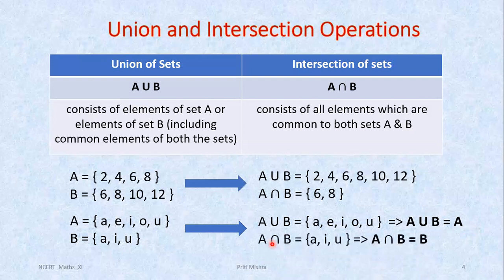Yes, now let's find out A intersection B. So for A intersection B, you have here common elements A, I, and U only, and A, I, U is the set B. So A intersection B is equal to set B itself. Once again, you have an interesting result. You can have such results while solving problems of sets.